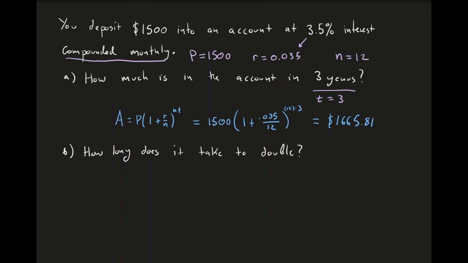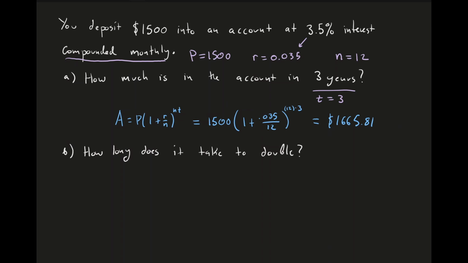Now that's a little bit of a low interest rate. You may have been like, hey, it's been 3 years, I would expect more. But it's not so much with a 3.5% interest rate, and particularly you only deposited $1,500, so this is a reasonable amount of growth. So that leads us to the second question: how long does it take to double? You deposit $1,500 in the account, don't touch it, and you're like, hey, my trip costs $3,000. How long does it take?